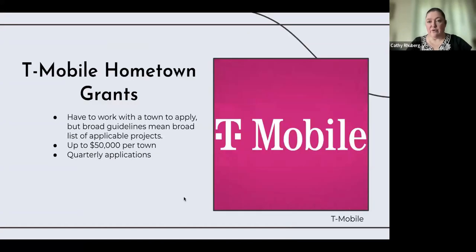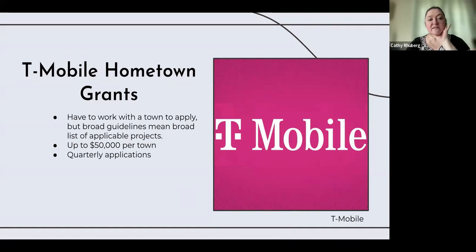So we're going to look at a few grants. Some are specific to accessibility, but some are just general. And when you look at a grant with a very general topic, that allows you to take that money and use it for your accessibility project or other things.